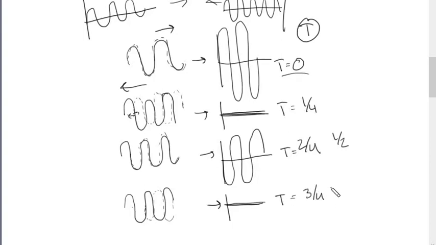3/4. Navid, shut up. So T is equal to 3/4. Then you get this flat line like this. Is this making sense? Yes. Now a couple of things you can notice here.